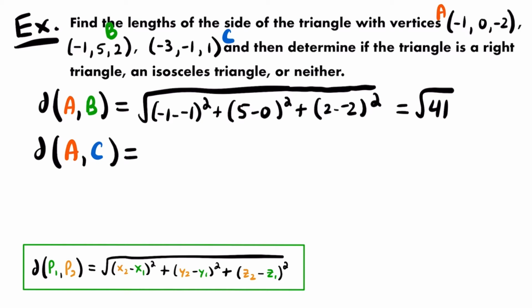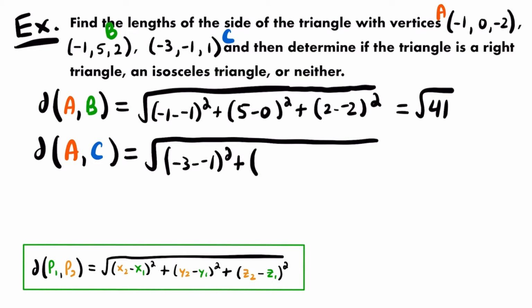That's going to be equal to the square root of the difference in the x-coordinates. And so we have -3 and -1. So we'll have -3 minus -1 squared plus the difference in the y-coordinates, and that will be squared as well. And we have -1 as this y-coordinate, and then 0. So we have -1 minus 0 squared plus the difference in the z-coordinates. So we have 1 and then -2. So we have 1 minus -2 squared.